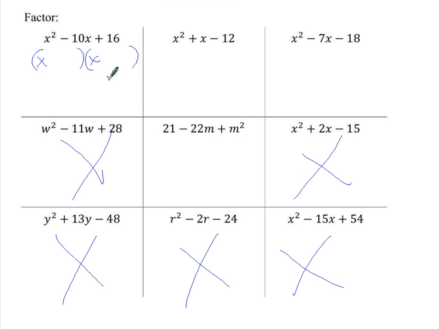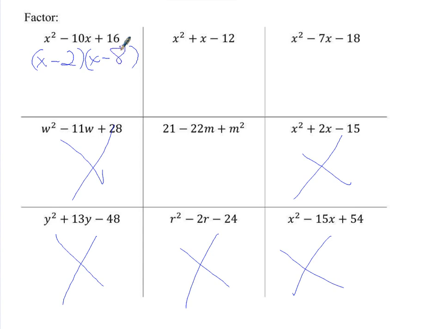My signs have to be both negative, because they're going to multiply to give me a positive, but add to give me a negative. Two numbers that multiply to give me positive 16, but add to give me negative 10. So negative 2, negative 8.